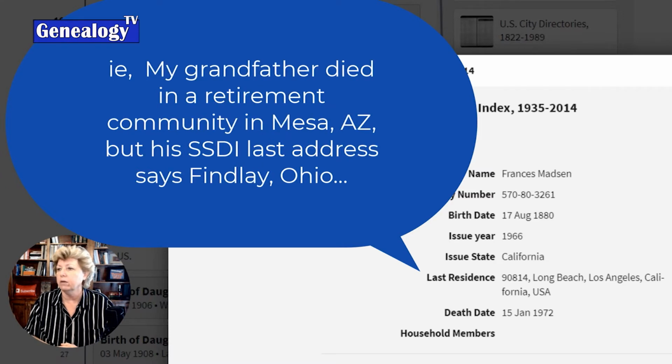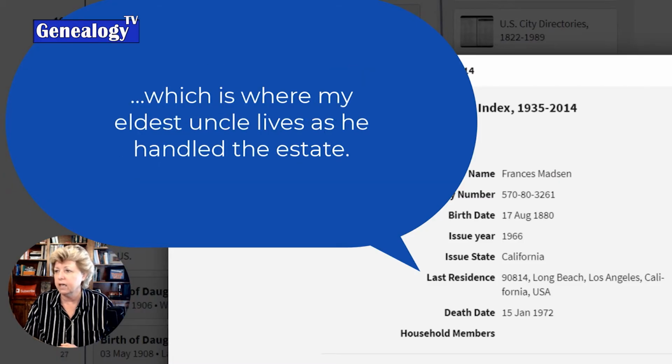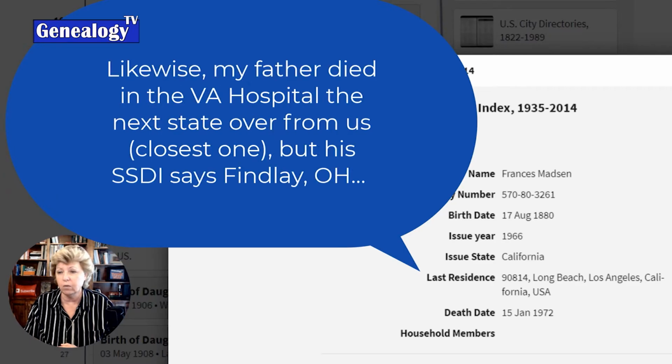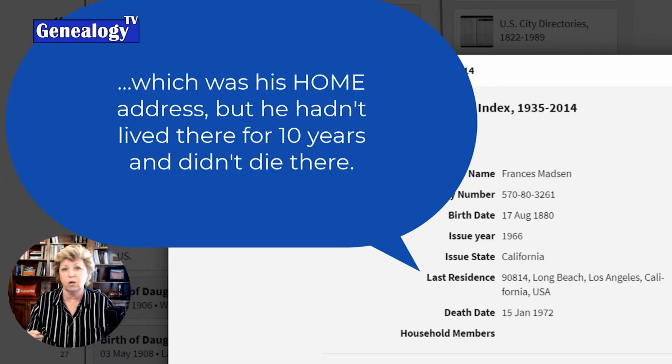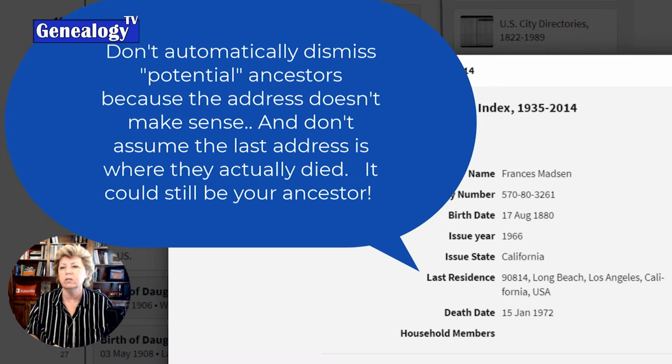For example, my grandfather died in a retirement community in Mesa, Arizona, but his SSDI last address says Findlay, Ohio, which is where my eldest uncle lives, as he handled the estate. Likewise, my father died in a Veterans Administration hospital in the next state over from us, but the SSDI says Findlay, Ohio, which was his home address, but he hadn't lived there for 10 years and didn't die there. Don't automatically dismiss the potential ancestors because the address doesn't make sense.